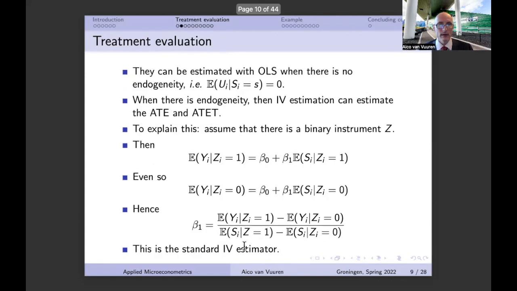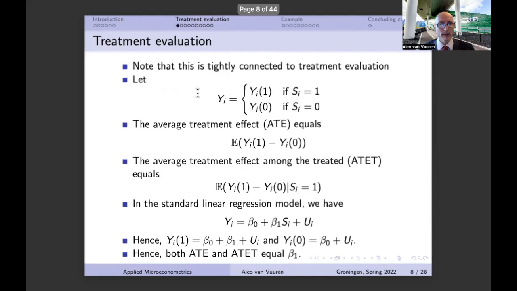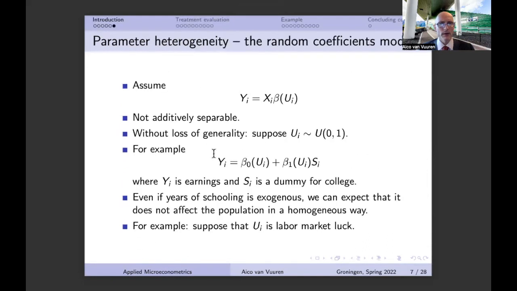So we can get consistent estimators of, say, the average treatment effect as well as the average treatment effect among the treated. But now we should realize that this was the most simple model, the linear regression model. We can ask ourselves whether we can do exactly the same thing when we look at the so-called random coefficients model. That was the model that we had a couple of slides back, this model that we have over here. This is now the model that we are interested in.